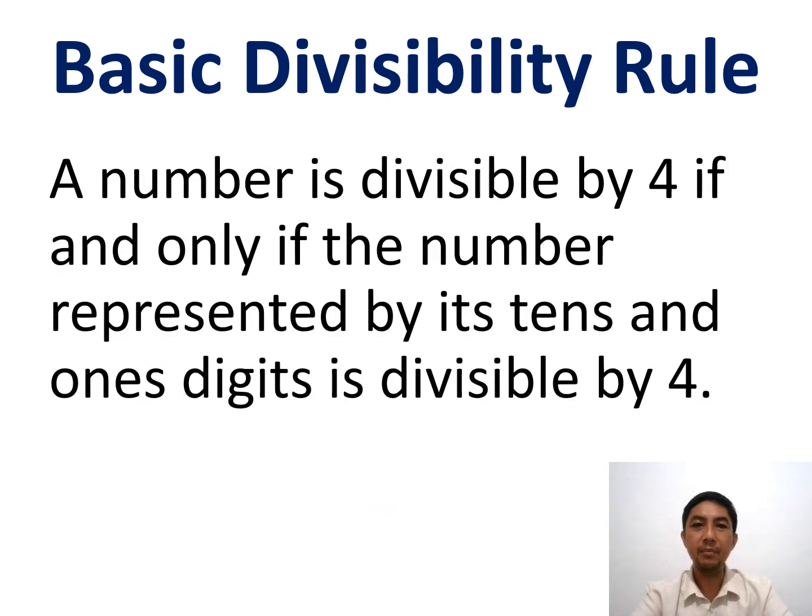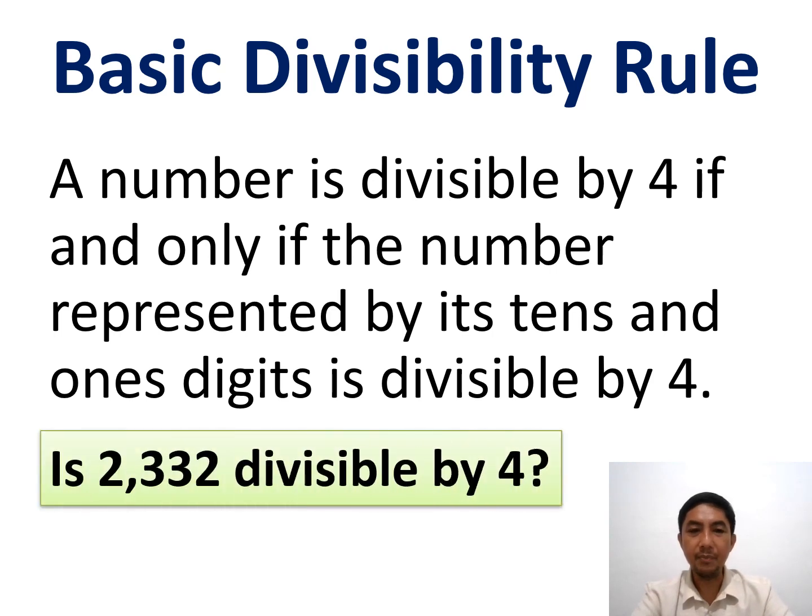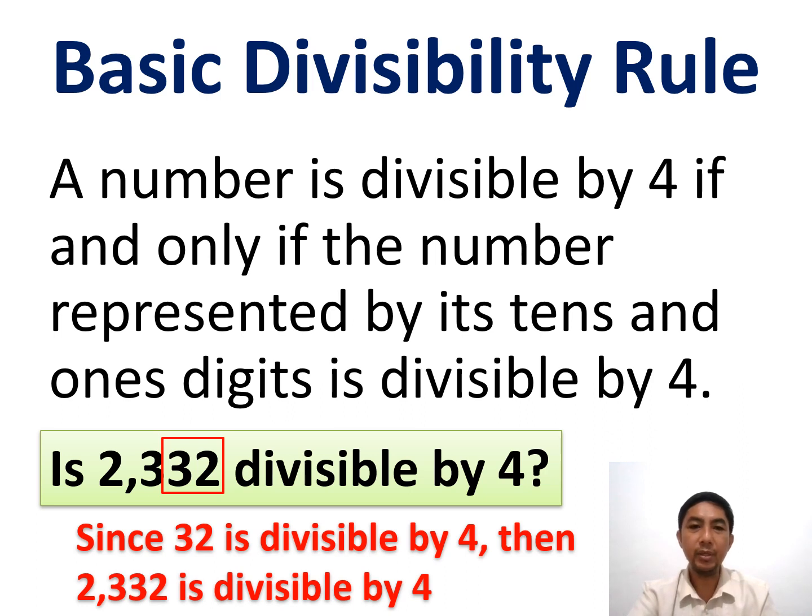Next is divisibility by 4. A number is divisible by 4 if and only if the number represented by its tens and ones digits is divisible by 4. For example, is 2,332 divisible by 4? We are going to check the last two digits. In this case, we have 32. Is 32 divisible by 4? Since 32 is divisible by 4, then the whole number 2,332 is also divisible by 4.